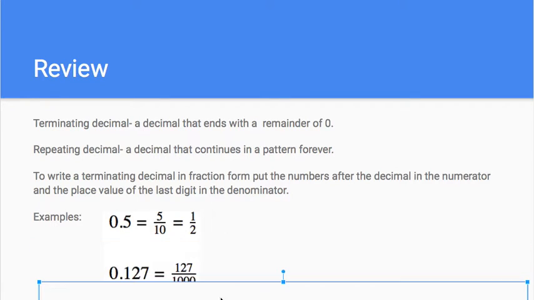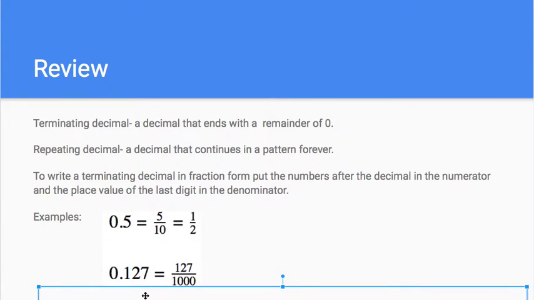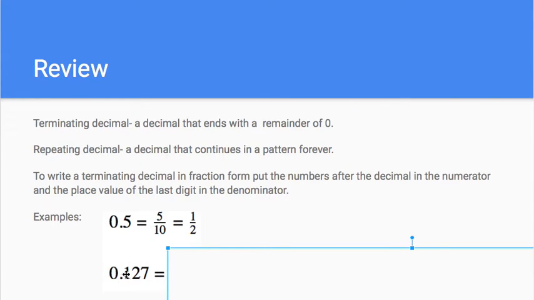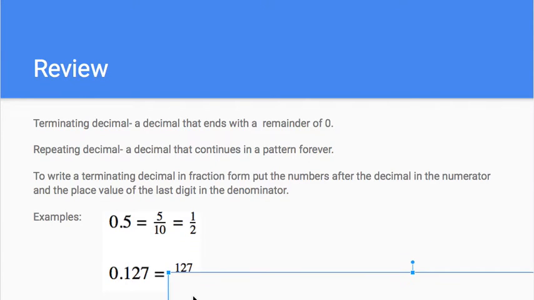Another example we can look at is 0.127, or 127 thousandths. Tenths, hundredths, thousandths. So 127 goes in the numerator, and this ends again in the thousandths place, so 1,000 goes in the denominator. So this is 127 over 1,000.